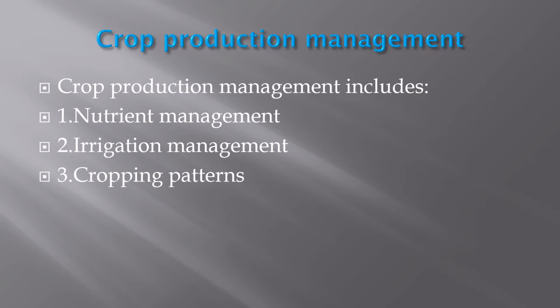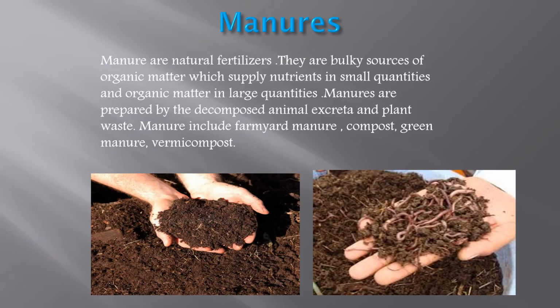Farmyard manure. As the name suggests, farmyard manure is manure that we get from the farmland area. It is called farmyard manure because it is prepared from organic remains of farm cattle and crop residues. That is, from cattle excreta, farm litter, and leftover roughage or fodder. It is generally brown in color.